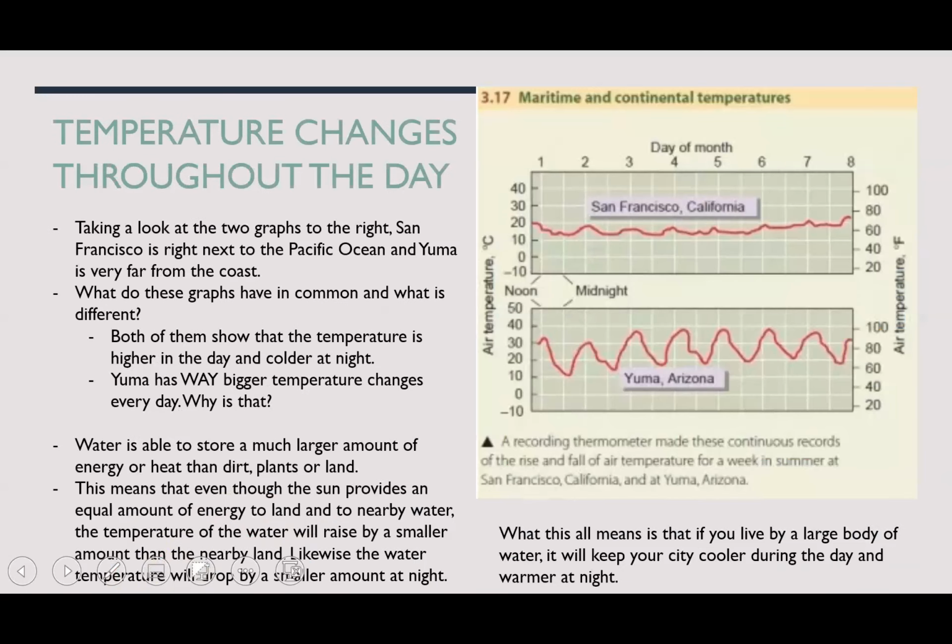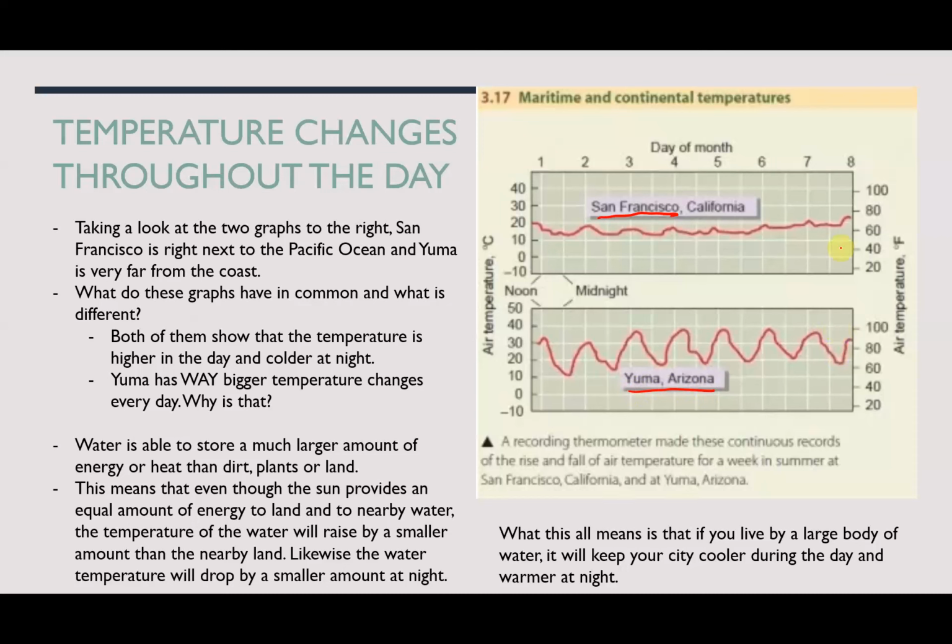Okay. What about throughout the day? On the right-hand side here, I've got these two graphs. One of them is from San Francisco, which many of you know, I'm sure, is right next to the coast. So it's right next to the ocean, a beautiful seaside city. And then we've got Yuma, Arizona. Now, Arizona is far from the coast. It's a landlocked state, or at least Yuma is not anywhere near the ocean.